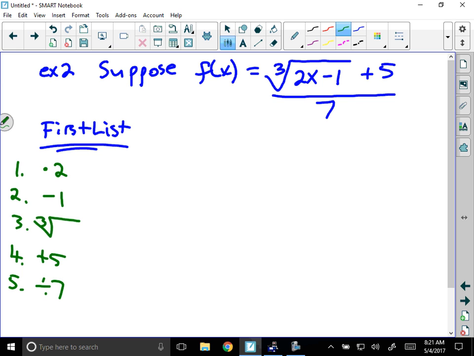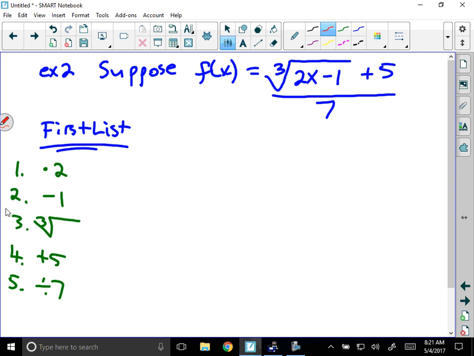Question. Does PEMDAS apply to that? It sure does. Nice. Good call. Yeah. So if you're having trouble with determining the list stuff, think of PEMDAS. Good. So that's our first list.